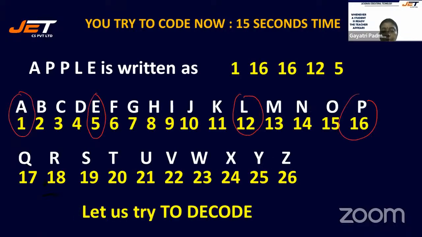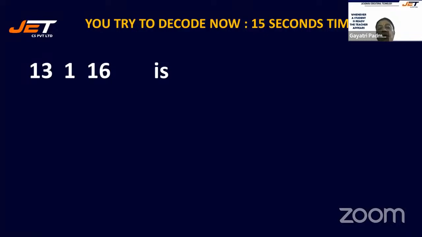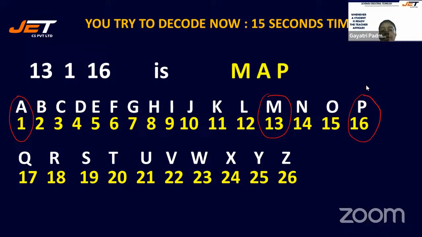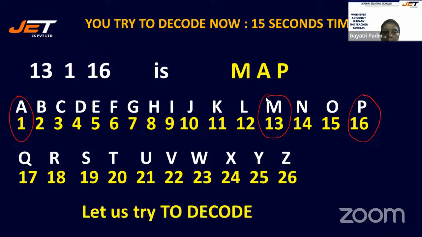Now let us try to decode it. What do you mean by coding? From the letters, we made numbers, and decoding is the other way. So from the numbers, we are going to make the letters. Let's see this. So 13 is M, and 1 is A. And how about 16? It is P. So it goes like M, A, P.